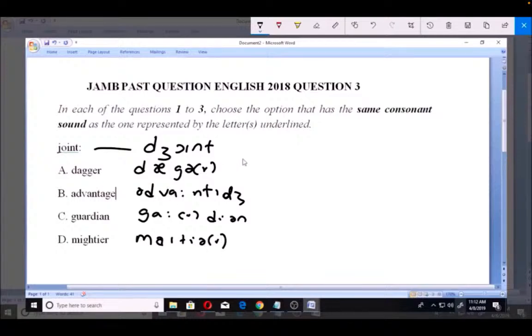So looking through this, you're going to find out that this G in joint is the same as the G in advantage. So you see there is similarity in these two consonants, and that makes option B the right answer to this because of the similarity in this G.